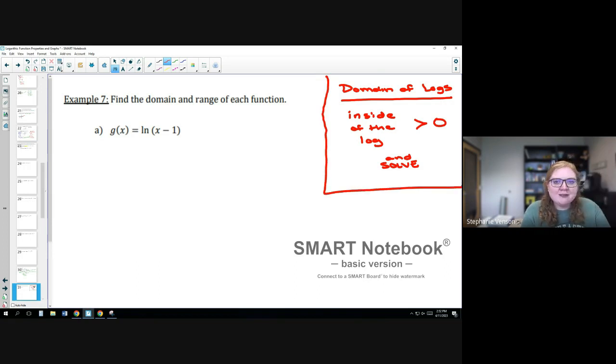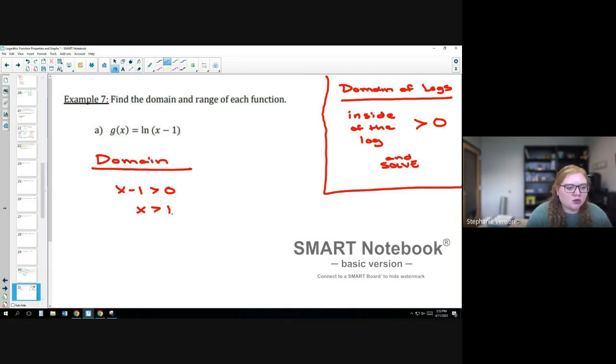And now that we have that rule, we're going to come back to part A, where they give us this g of x function, and we're going to see if we can find the domain and the range. So let's find the domain first. The domain is found by taking the inside of the logarithm and setting it greater than 0. The inside of this logarithm is x minus 1, so I take x minus 1 and set it greater than 0. Then I add 1 to both sides, so I get x is greater than 1. And that is my domain.